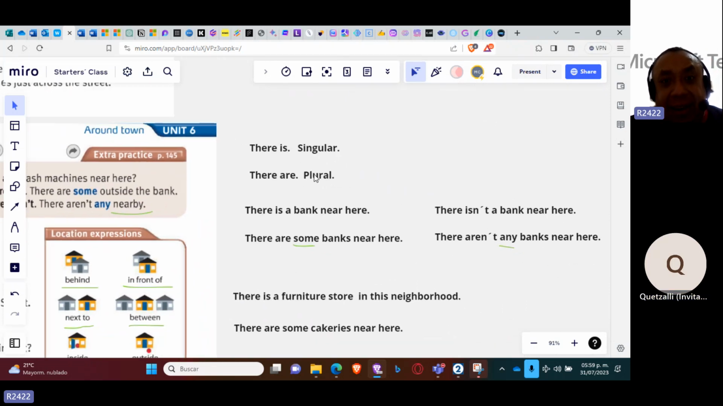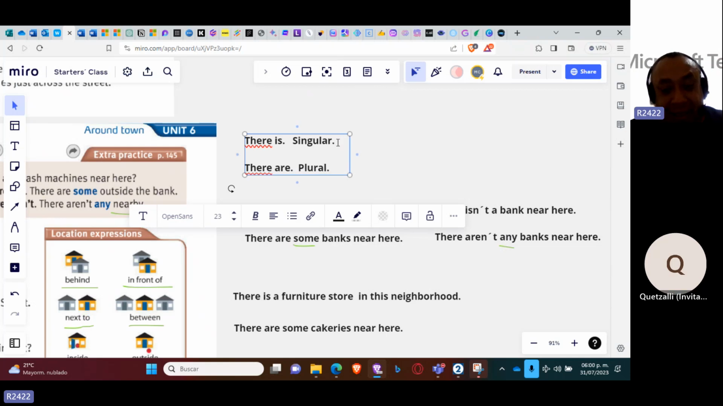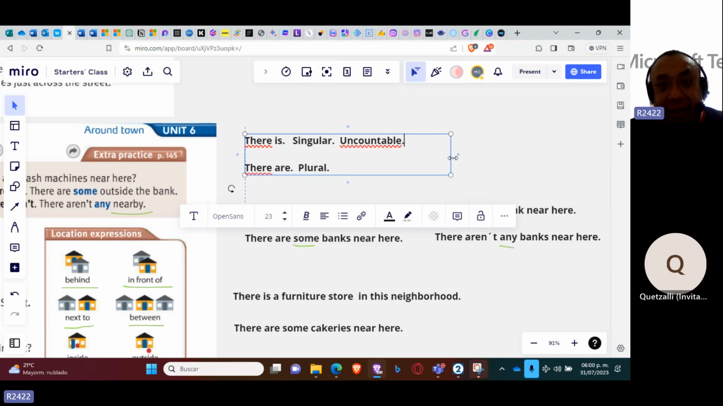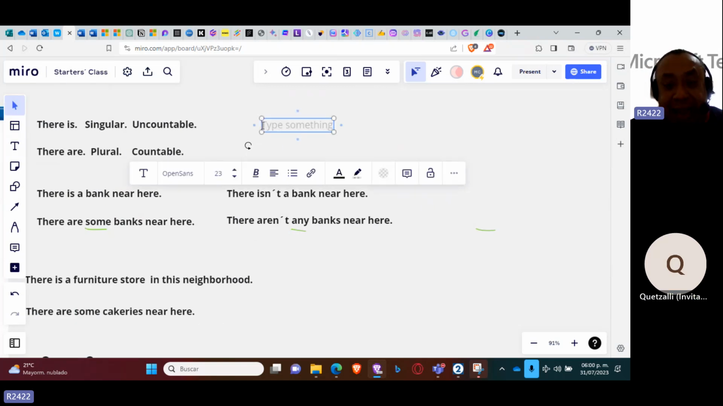No. Okay, antes de ir, esto es lo que sale de deber y considerar. Aquí lo vamos a ver que es singular y plural. Más adelante, este funciona para lo que es incontable, y esta funciona para lo que es contable. Algo incontable, por ejemplo, aire, o agua.